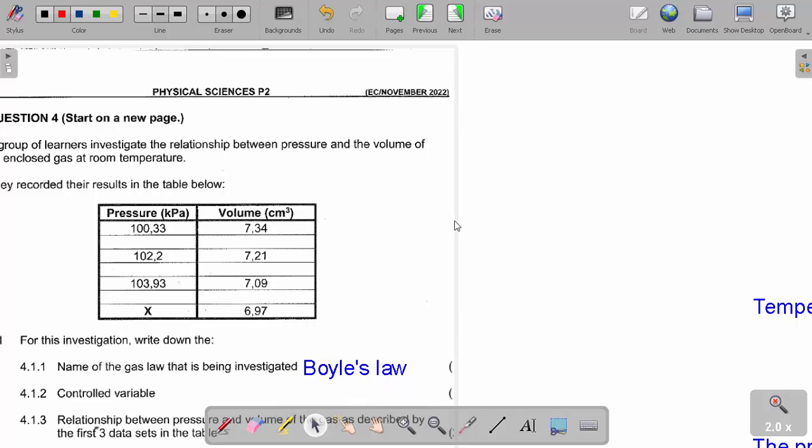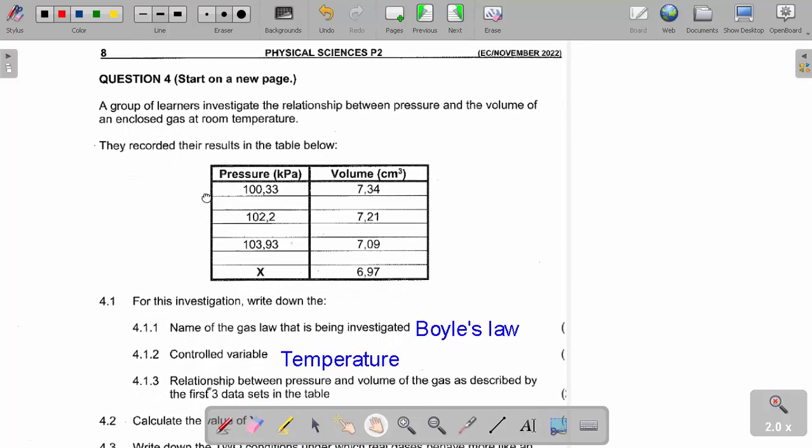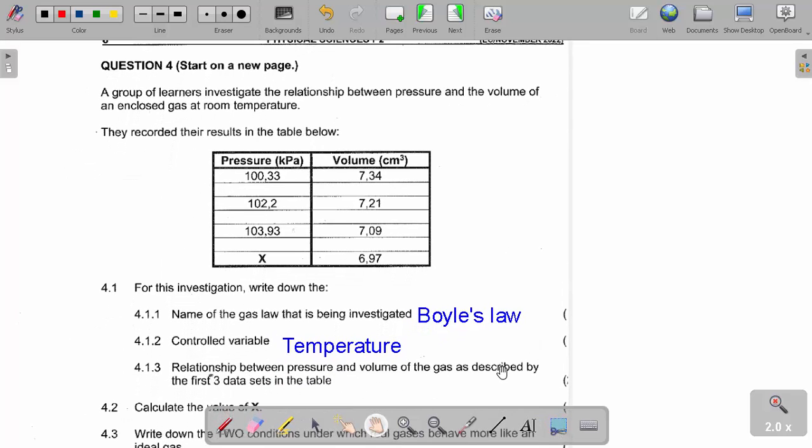And then next, they say the controlled variable must be constant temperature, or the amount of gas. So we are controlling the temperature here, meaning we are keeping it constant. Okay, and then they say write down the relation between pressure and volume of the gas described by the first three data sets in the table. So check here, pressure: 100, 33, 102, 103.